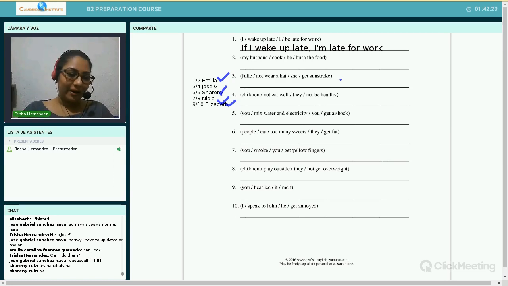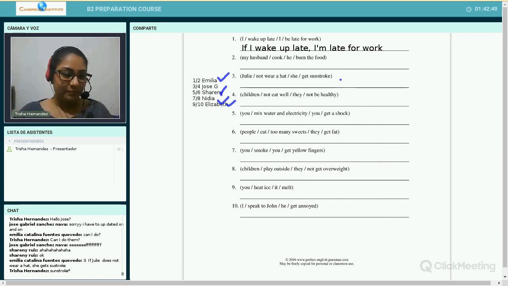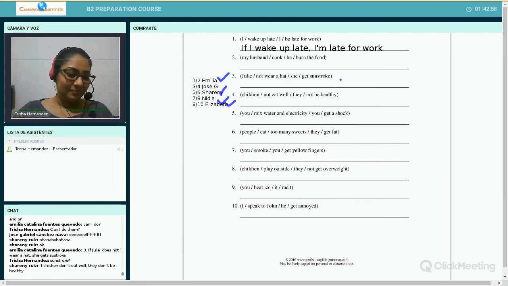Jose, we are helping you, okay? Your classmates are helping you, because we understand that you're struggling with your computer, so don't worry. If Julie does not wear a hat, she gets sunstruck. Sunstruck is golpe de calor. That means sunstruck. Okay, next one. If children don't eat well, they won't be healthy. Okay, very good. We put a tick on Jose.